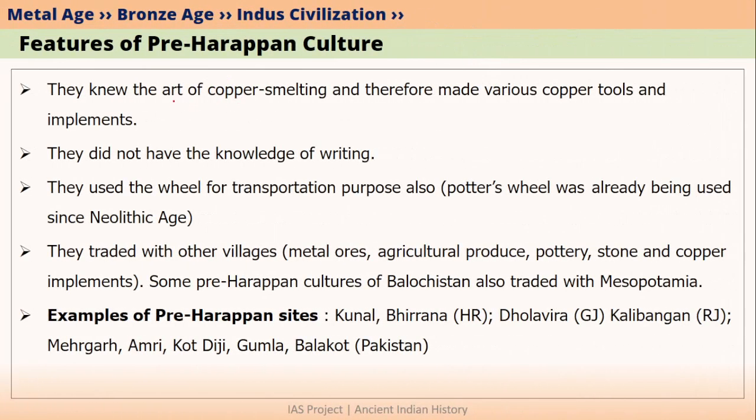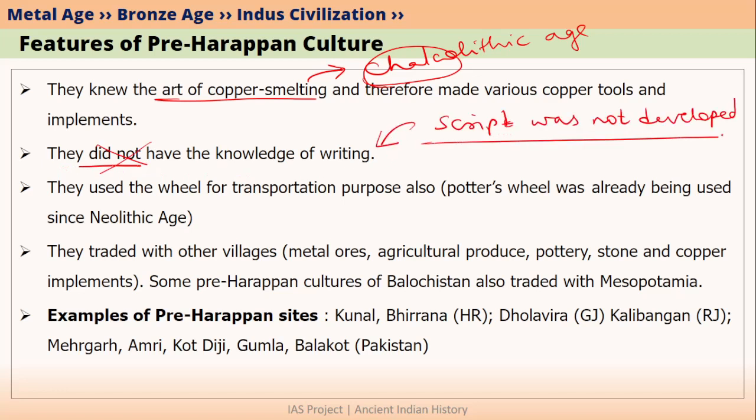Pre-Harappan culture people also knew the art of copper smelting. That is why the age was Chalcolithic, because they used a wide variety of copper tools and copper implements. These people did not have the knowledge of writing. So we can say that script was not developed during the pre-Harappan culture period.